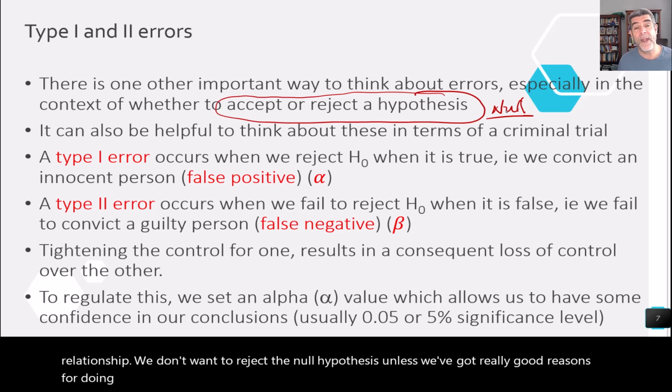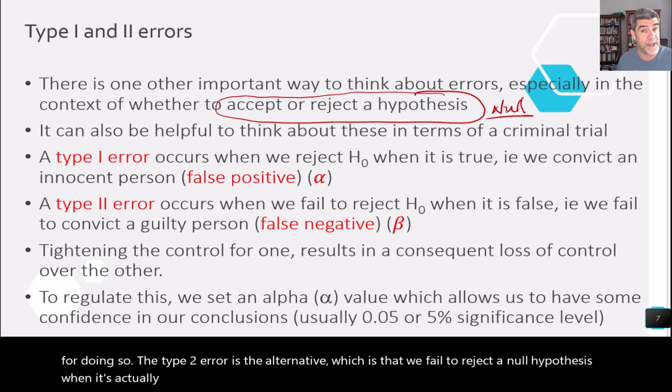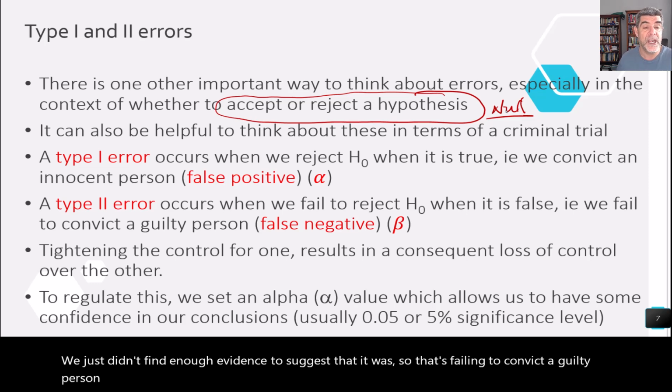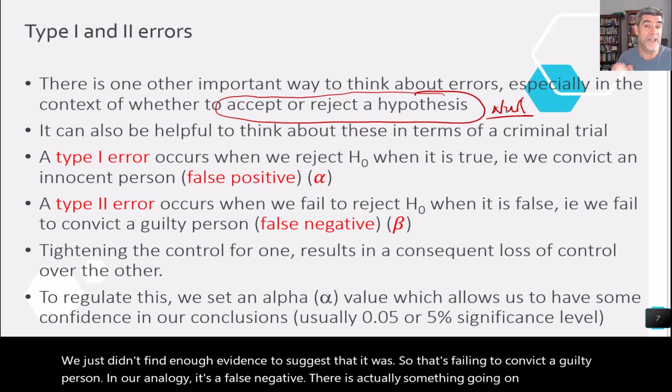The type 2 error is the alternative, which is that we fail to reject a null hypothesis when it's actually false. There is something going on, we just didn't find enough evidence to suggest that it was. So that's failing to convict a guilty person in our analogy. It's a false negative. There is actually something going on here. We just didn't find it.